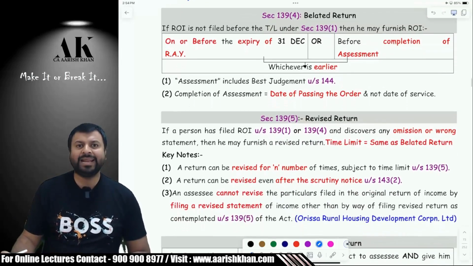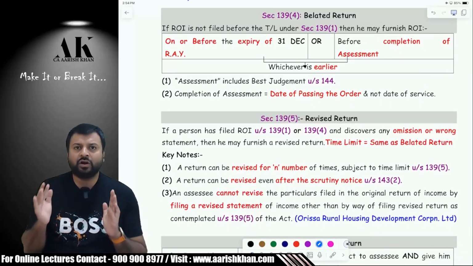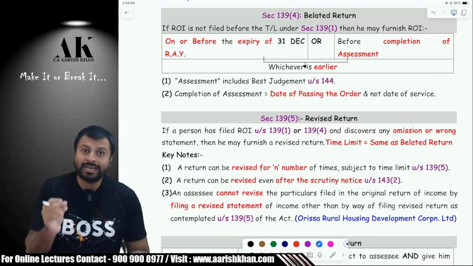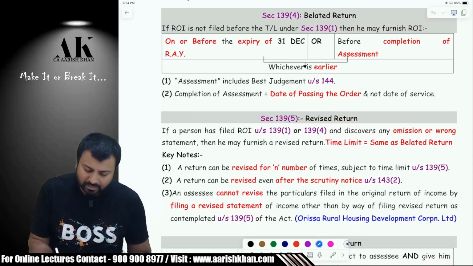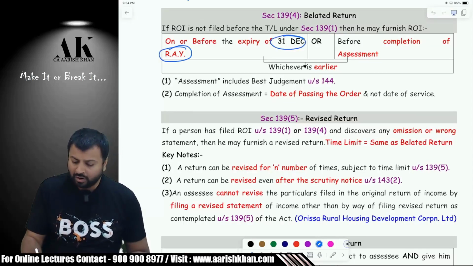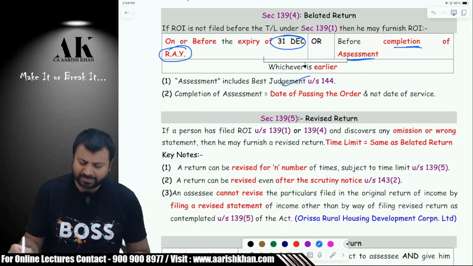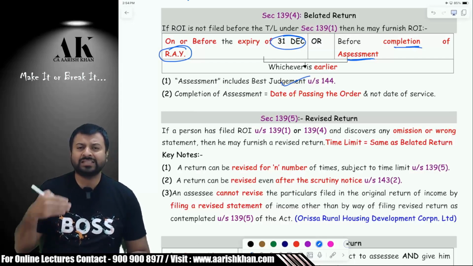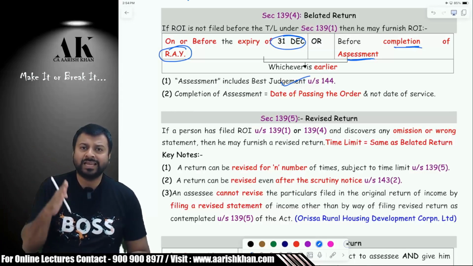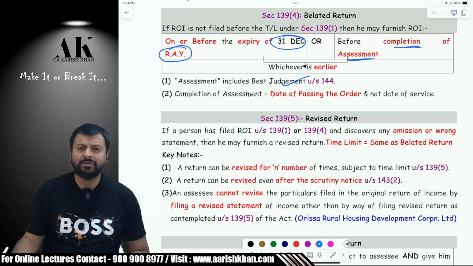Next one, belated return 139.4. If I do not file the return on time, I have a time to file the return belated also by 31st of December of the relevant AY or before completion of assessment, whichever is earlier. Now, sir, this is which assessment which is getting completed even without filing a return? Only one assessment under income tax law can complete without filing the return, and that is the best judgment assessment under 144. So, the last date is 31st. The assessment is completed on 15th November, then the return has to be filed before that. If it is filed after 15th November, it is void ab initio, it is of no use.